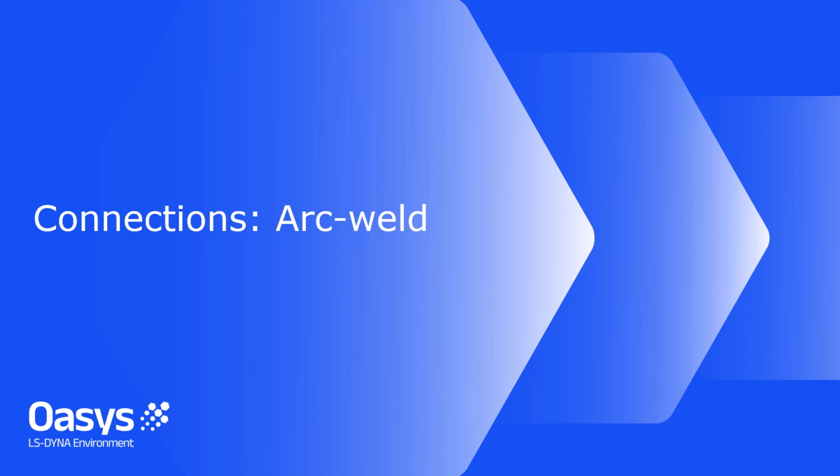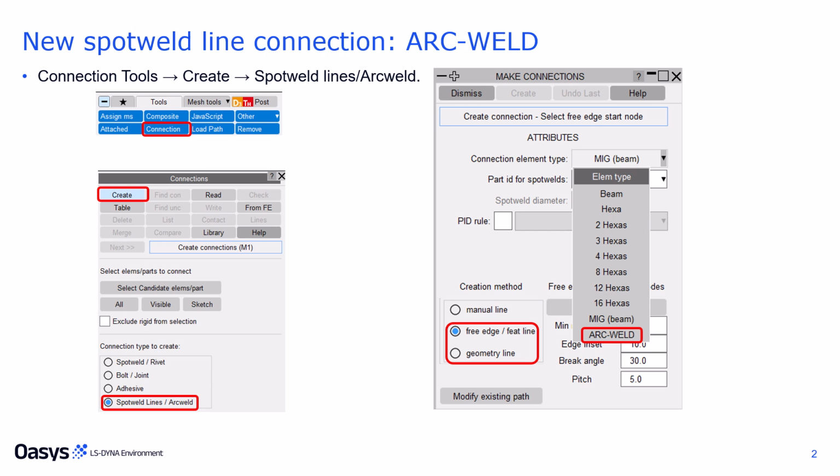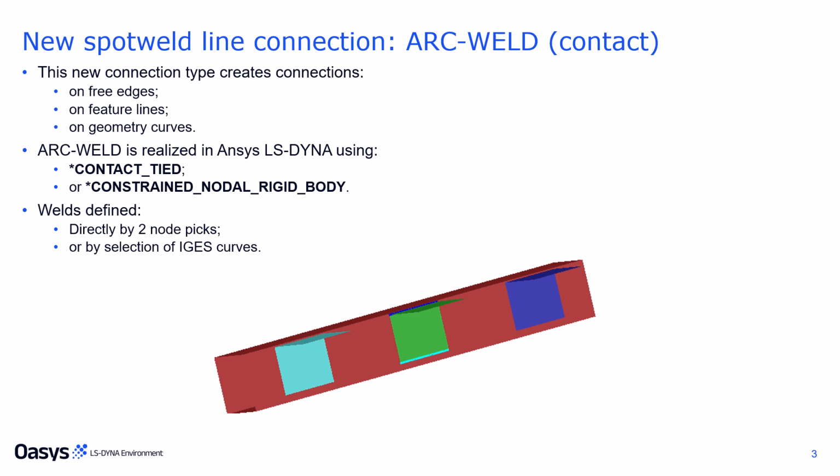This video will provide an overview of the new Arc-Weld connection introduced in Primer version 22. The Connections tool now supports a new type of line connection called Arc-Weld that can be created along free edges, feature lines, or geometry curves. Arc welds are realized in LS-DYNA using tight contacts or constrained nodal rigid bodies. These welds are defined either by picking two nodes or by selecting some IGS curves.